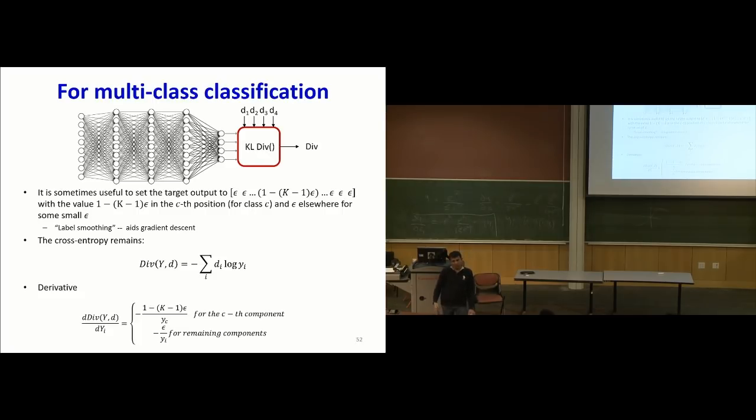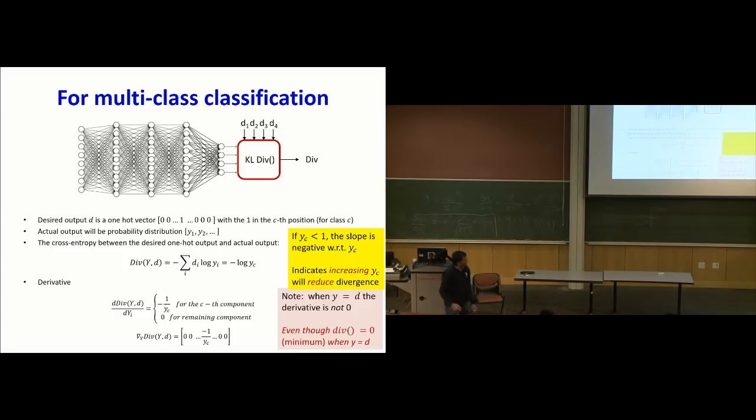Not for this part, the part where we said that when y is equal to d, the derivative is not 0. Yeah, so when y equals d, look at the derivative for the cth component. Yc is going to be 1. Minus 1 over 1 is going to be minus 1. So the derivative is not 0, right? And are you asking me why this is the case?